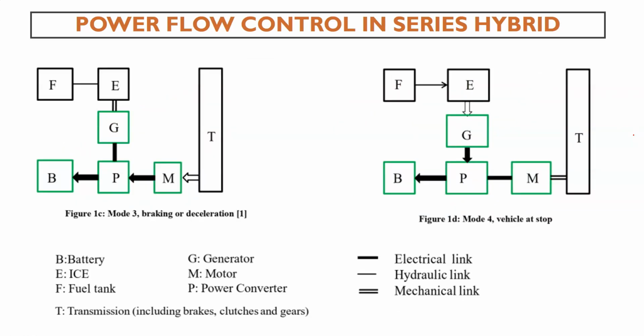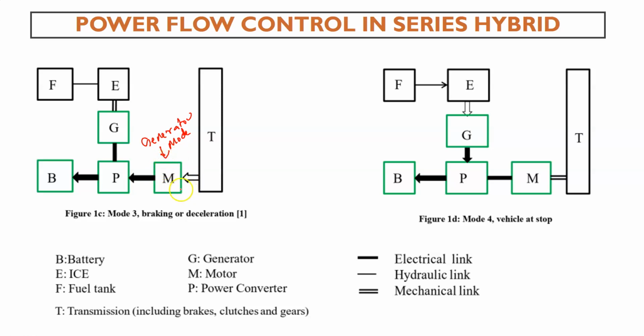Next is mode 3. This represents the braking or deceleration of the vehicle. During braking or deceleration, the electric motor acts as a generator. You know the regenerative braking. This motor will operate in generator mode.